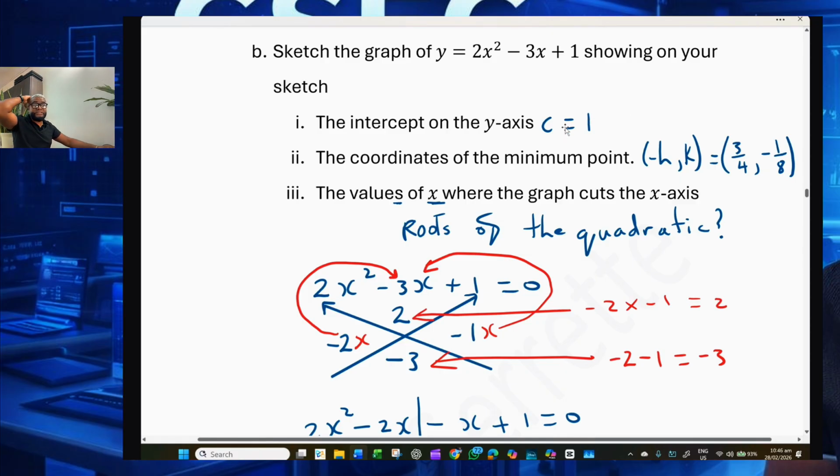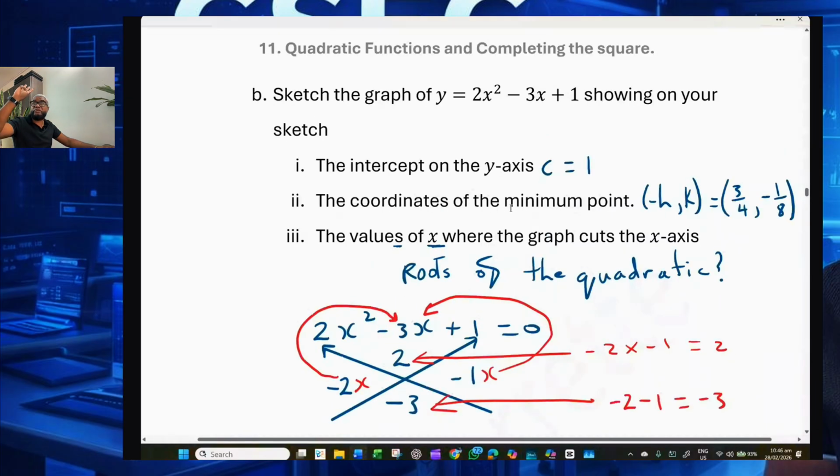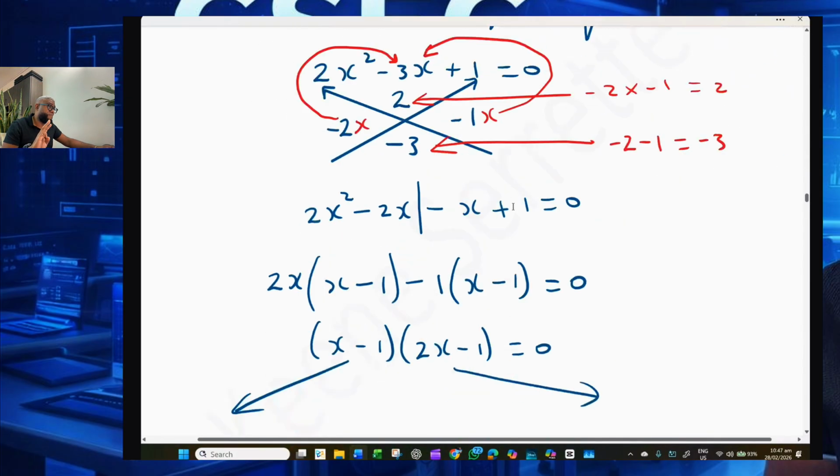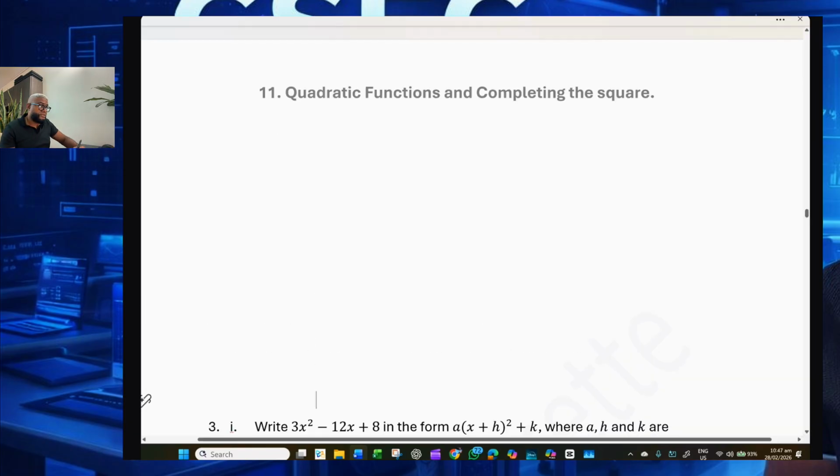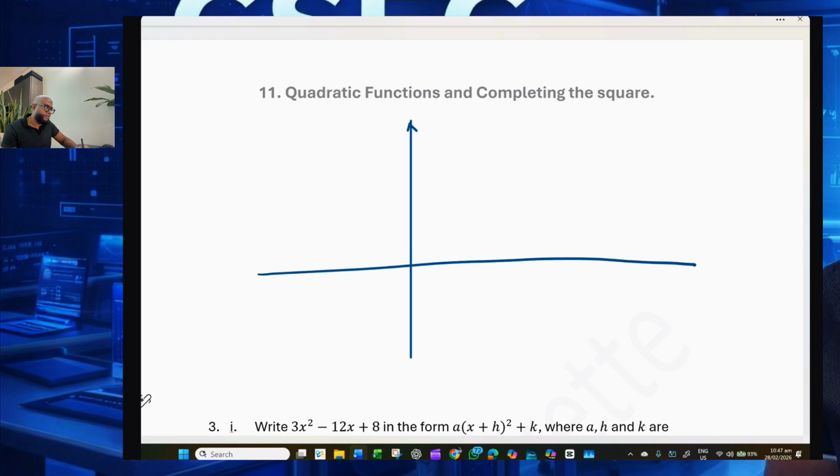Right, so we have the y-intercept, which is c. We have the coordinates of the minimum point, which will be 3/4, comma, -1/8. We have the roots of our quadratic. We have to show these 3 sets of things, right? So let me draw my x and y axis, because this is going to be a lot here. You have your y-axis, then you have your x-axis, right?